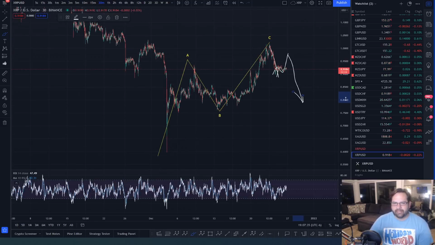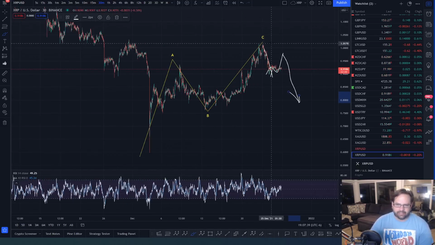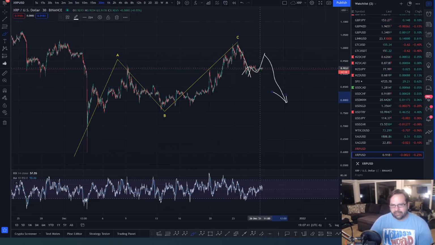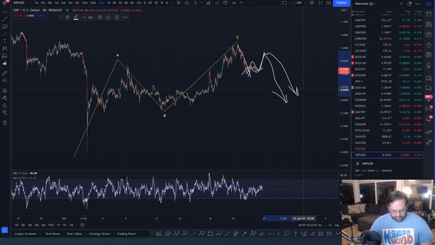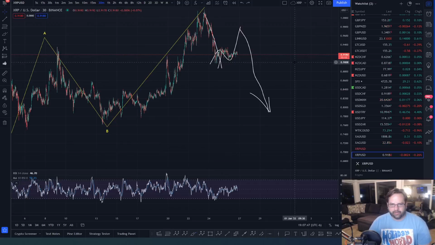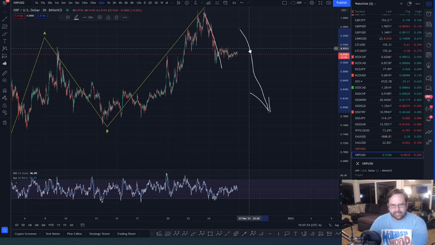Looking at XRP like this, I had to change my count a bit. I'm looking at A, B, and now C. I think C is finished. But now what I think it needs to do is I need a 3-wave move right here and then to the downside. You can see I've already drawn that in another video for someone else, for the other group. But that's kind of the way I see that.